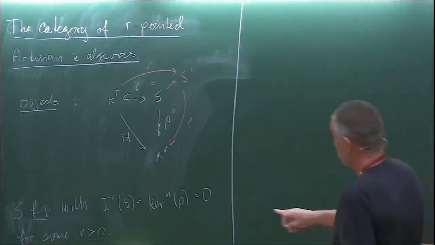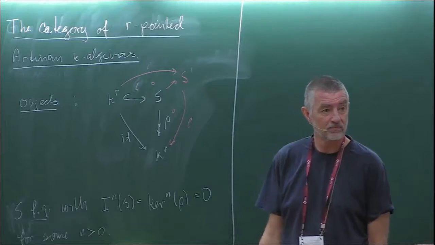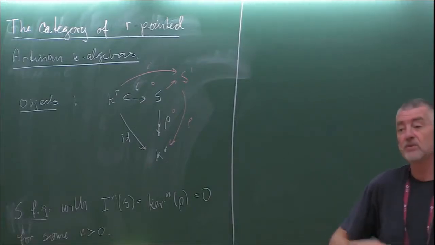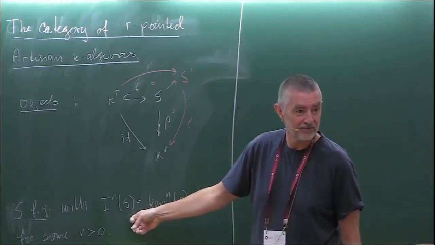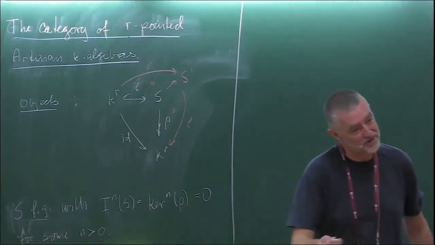Because this is 0 for some n, it's truly finite dimensional, yes. This will be finite dimensional. And thereby, they have a finite number of simple modules. And thereby, this is in fact a radical, because this is 0. So that's the circle I mentioned.